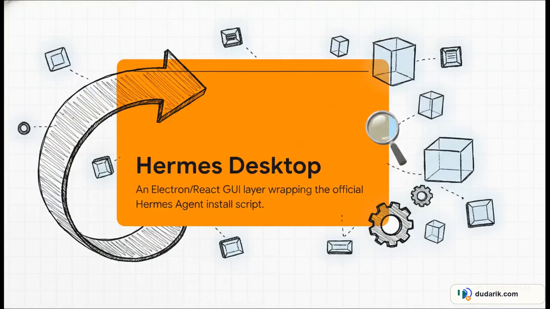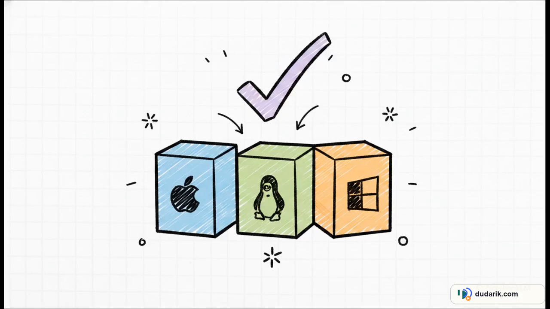Hermes Desktop is an Electron and React GUI layer. It does not replace the underlying Hermes agent or rewrite its logic. Instead, it wraps the official install script, acting as a graphical shell. So you get the exact same underlying NousResearch AI, just with a highly accessible, user-friendly layer right on top of it. And getting it deployed is incredibly accessible.